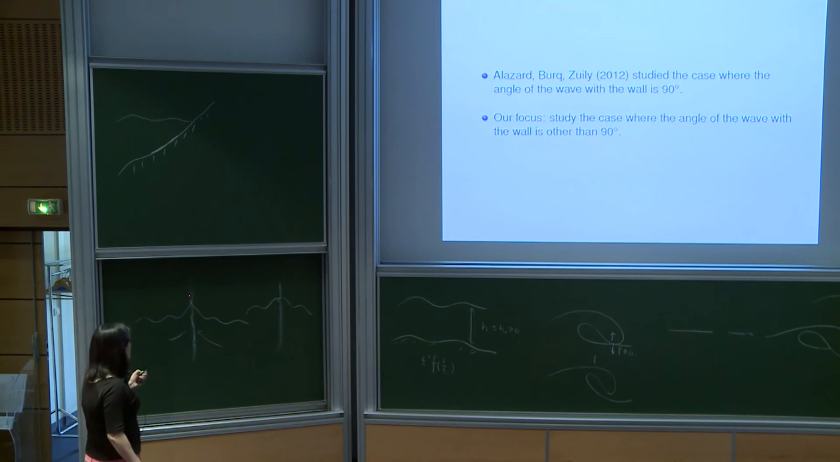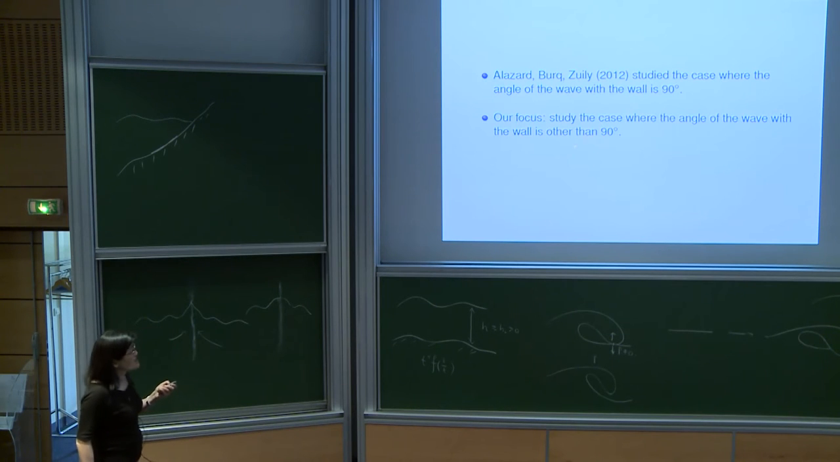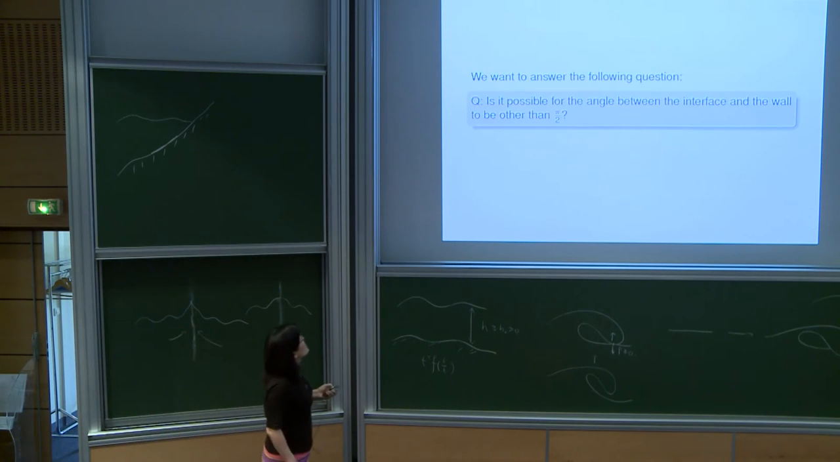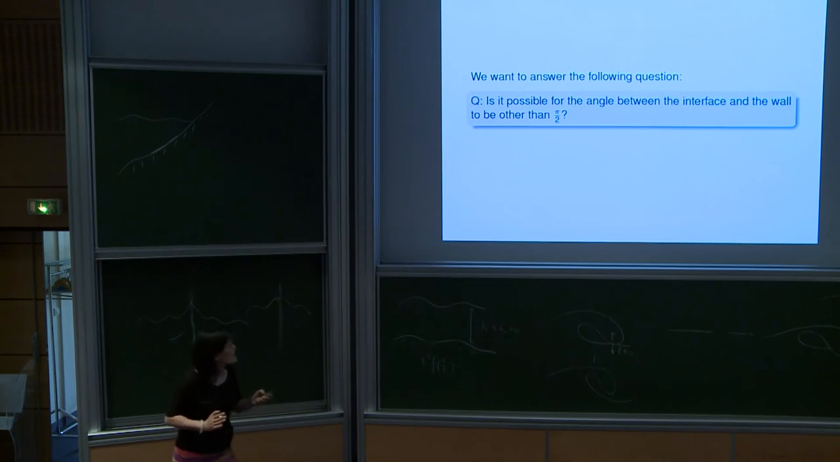So we want to understand whether it's possible to form an angle which is not 90. That's the main question. Whether this can be not 90? The question is: is it possible for the interface to interact with a wall at a non-90 degree angle?